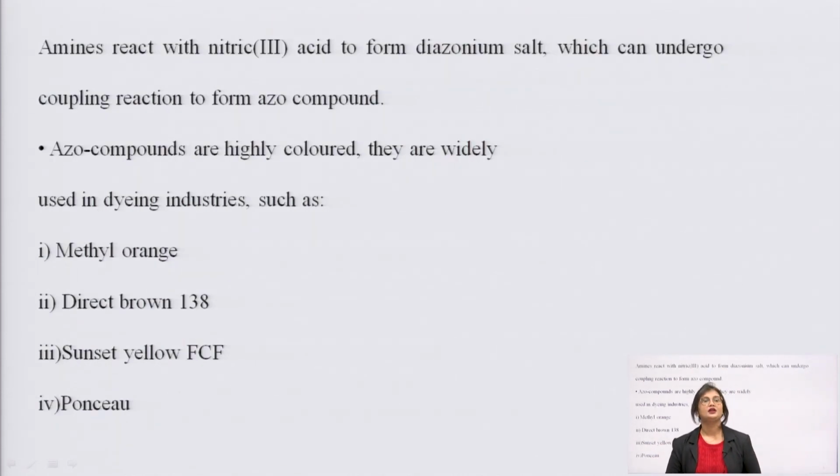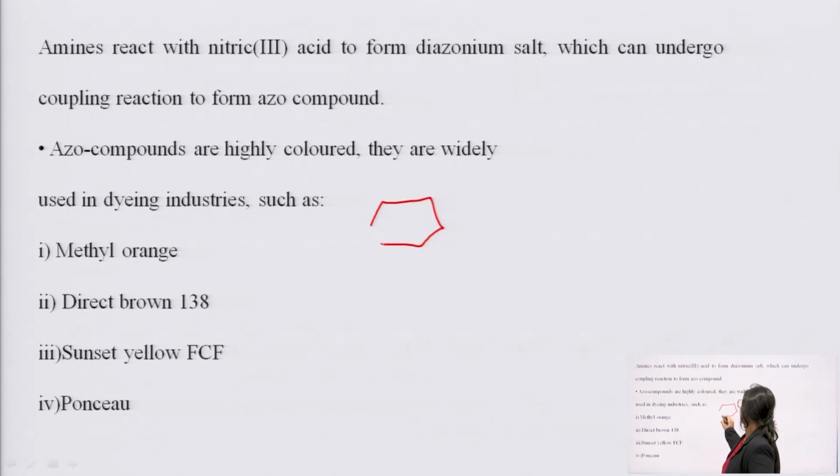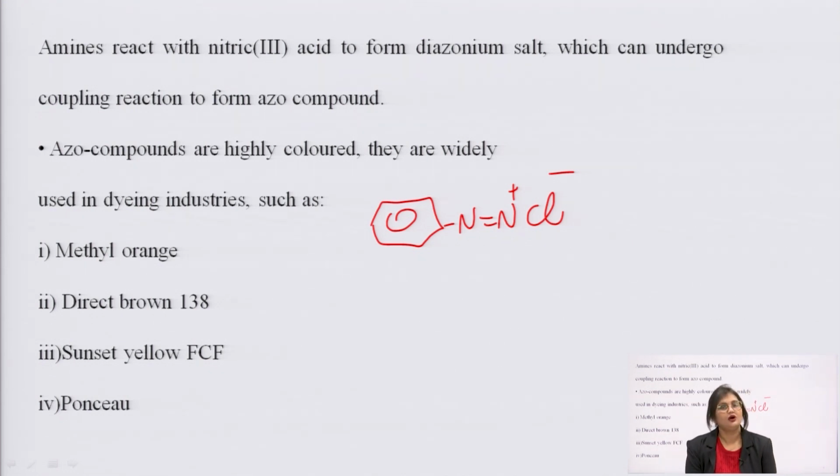How are these azo compounds formed? Well, amines react with nitric acid to form diazonium salt. Amines react with nitric acid to form diazonium salt, which can undergo a coupling reaction to form azo compounds. The diazonium salt, namely N double bond N plus Cl minus, can undergo a coupling reaction to form the azo compounds.